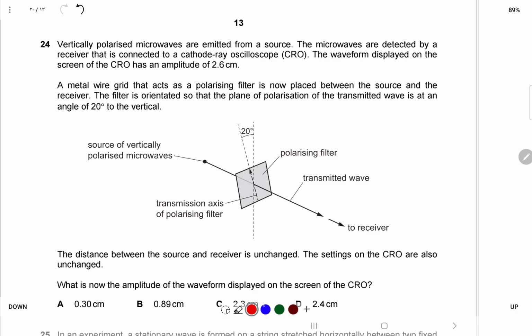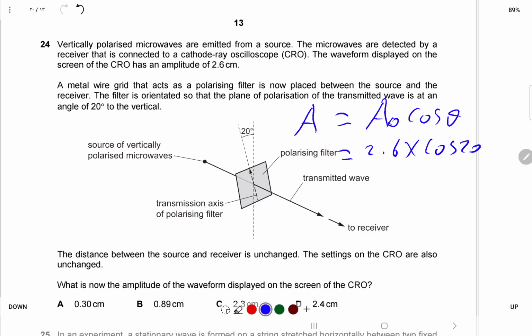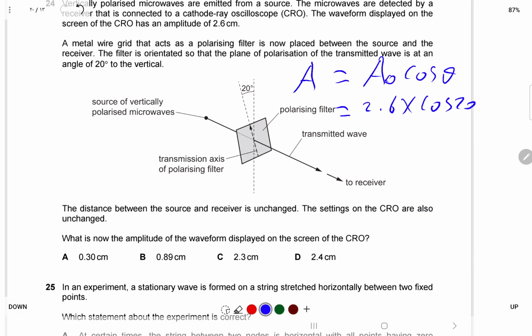Now, the equation for this question is very easy. Amplitude is equal to initial amplitude A0 times cosine theta. The initial amplitude was 2.6 times cosine 20. And then you get option D.